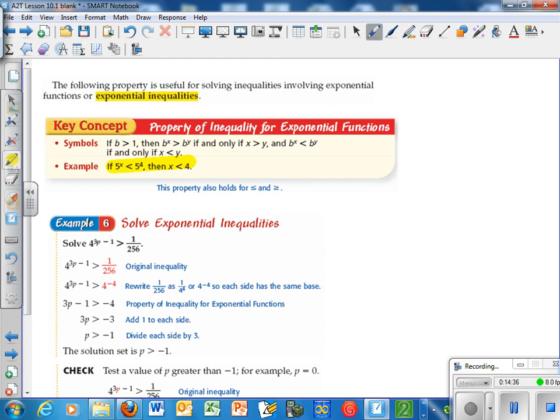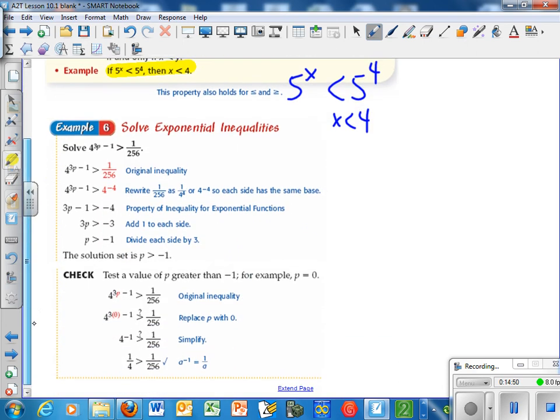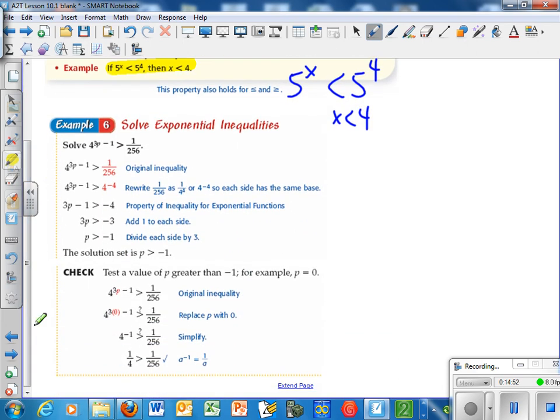So kind of the same thing we just did with equations. If I have 5 to a power of x is less than 5 to the fourth, you're doing the same thing. When that was an equal sign, you set x equal to 4. Well, now I say x is less than 4. That's what they're saying right there. So now these are going to be inequalities, very similar.